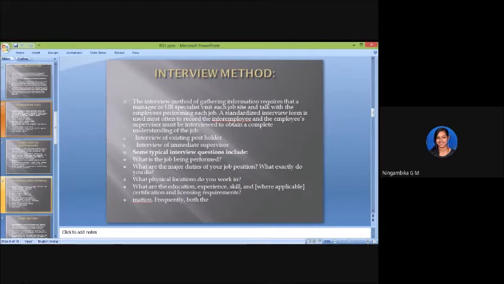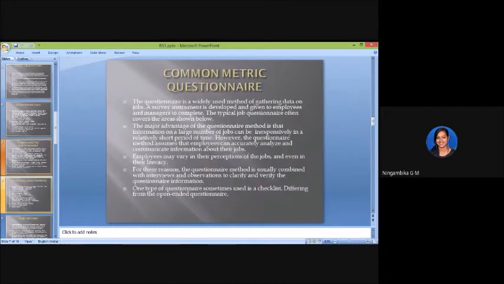What education and experience should be suitable for this particular profile? What type of skill set is the employee expected to have? All these details can be gathered in the interview method. Yes, so this is the second type of method. Let us move on to the next one, the common metric questionnaire.